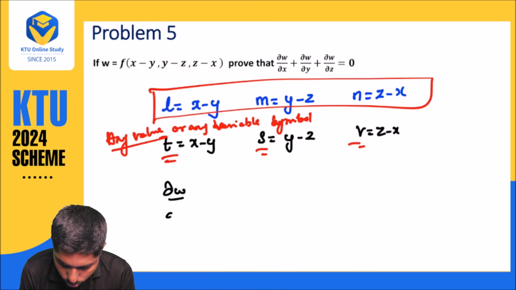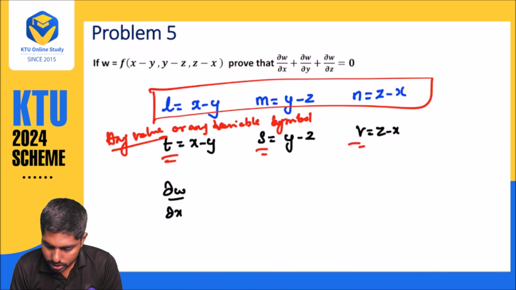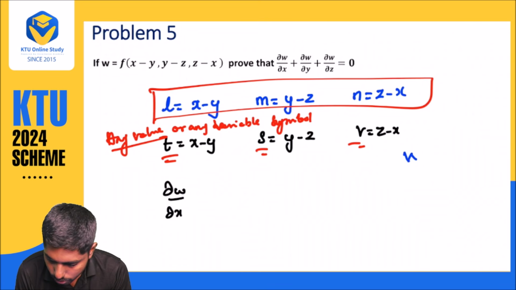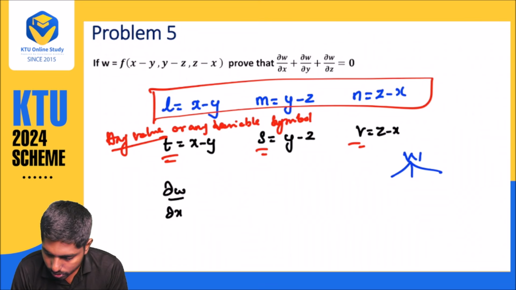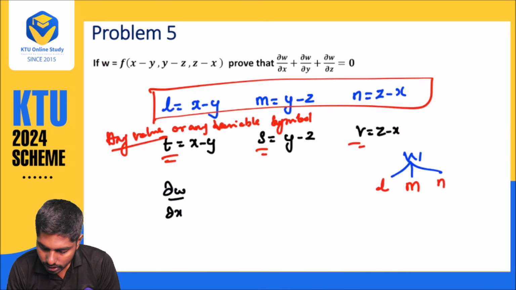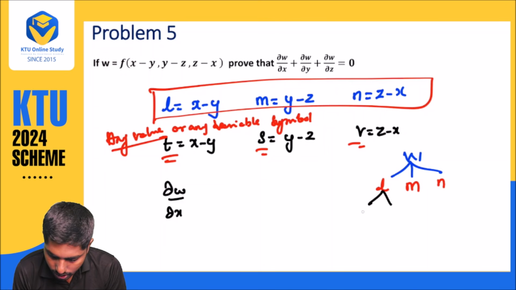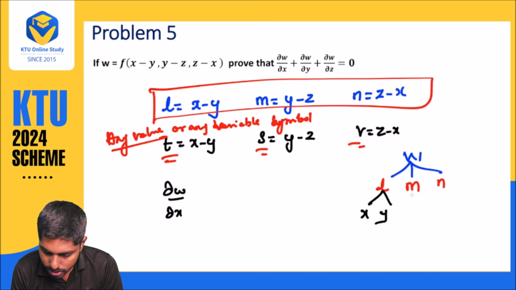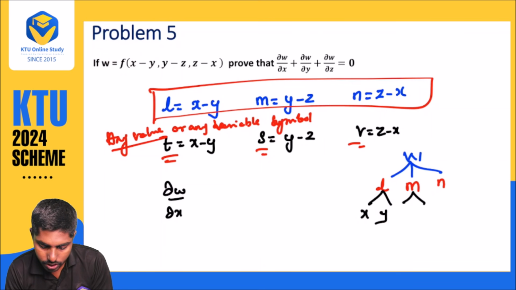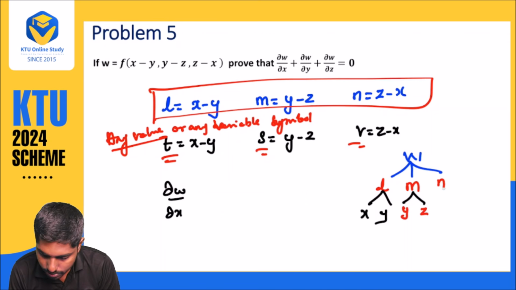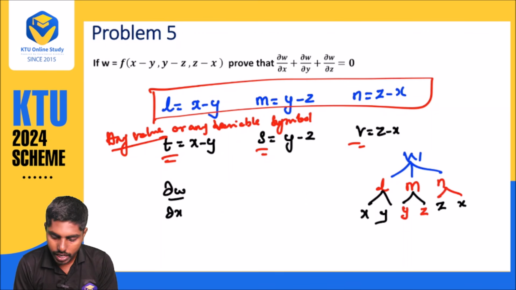So dou w by dou x. From here we can say that w is depending upon three independent variables, that is l, m and n. And l is depending upon two variables, that is x comma y. Similarly, m is depending upon two different variables, that is y and z. And similarly, n is depending upon two variables, z and x. So you should be very careful in placing the diagram.